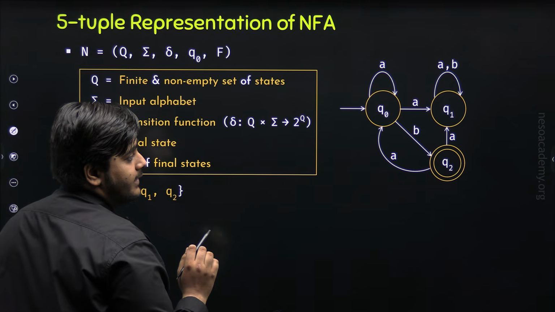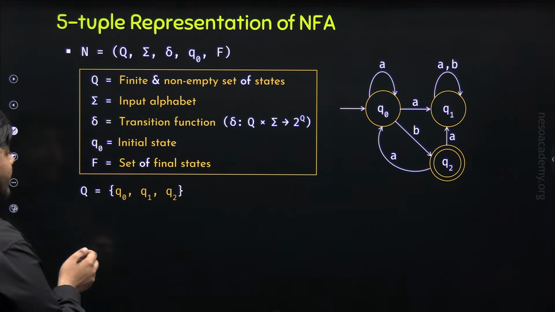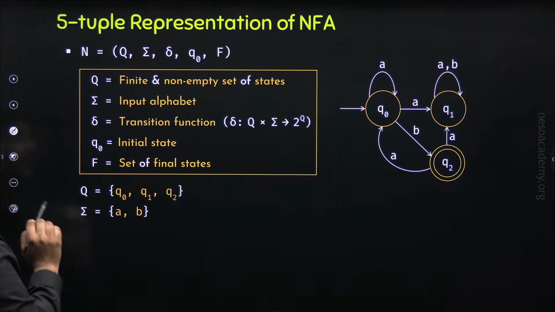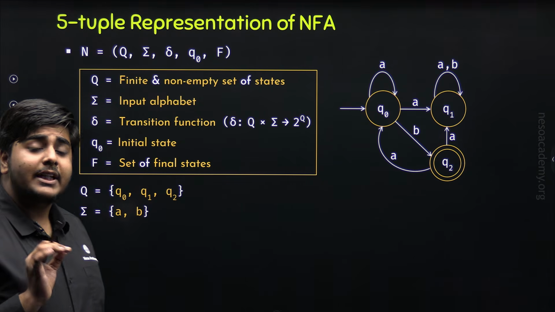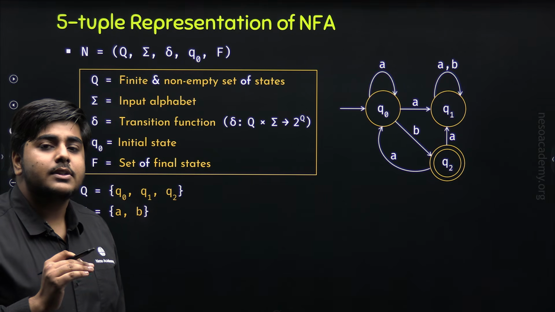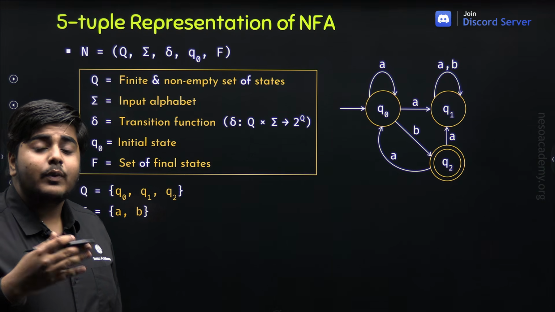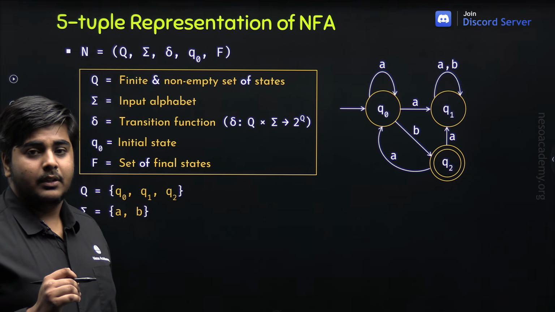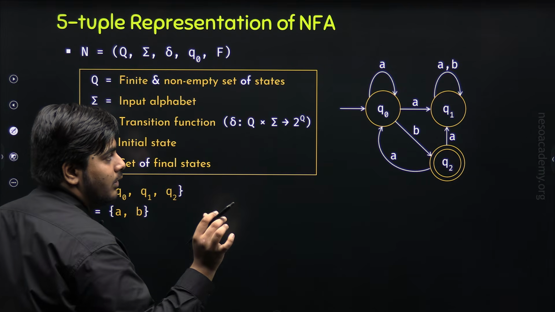In this diagram you can see there are only 2 input symbols, A and B. So sigma is the set of only 2 input symbols, A and B. Now the third element is the transition function, which is delta. I have told you multiple times that the transition function is the collection of transition rules, and transition rules are the rules that determine what will be the next state on the basis of the current state and the current input symbol.